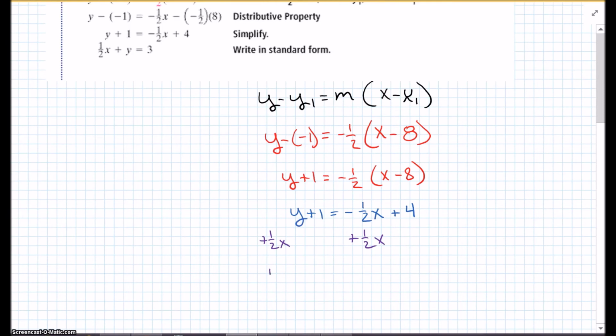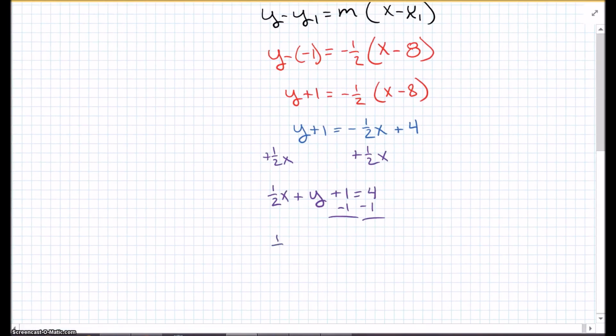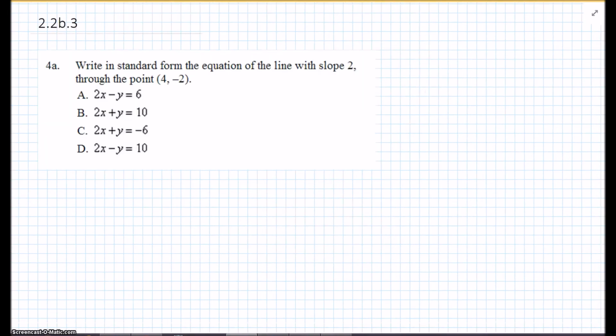So I'm going to get 1/2 x plus y plus 1 equals 4. So now we've got to subtract 1 from each side to get it in standard form. And we're going to get 1/2 x plus y equals 3. That is standard form. Next example.